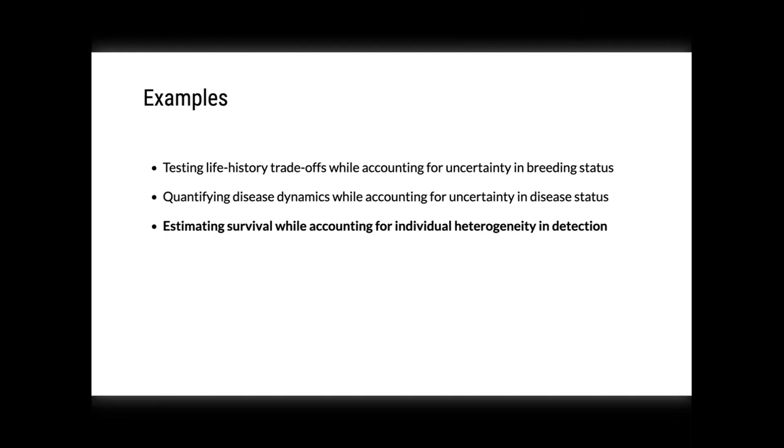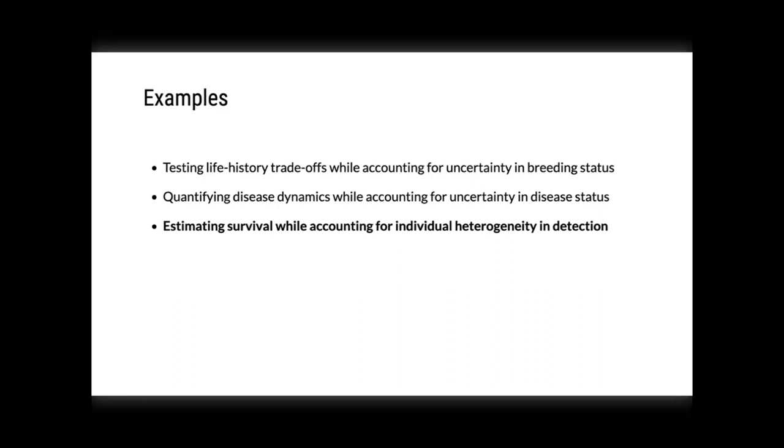Okay, estimating survival while accounting for individual heterogeneity in detection. So we'll see that with HMMs, we can model basically, not anything, but stuff that used to be difficult to model in capture-recapture models. So we have a single framework, HMMs, with observation matrix, transition matrix, and the vector of initial state probabilities. And with these three ingredients, you can model basically anything, at least in the capture-recapture framework.